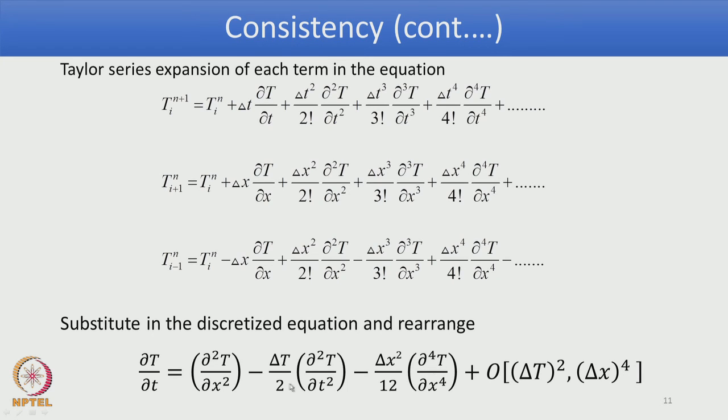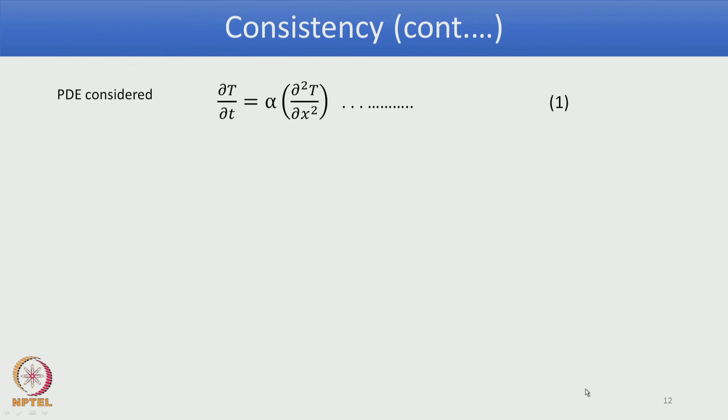Now, while writing this, we have considered only 2 terms, one corresponds to time, the other corresponds to space, and whatever terms are not considered decide the leading error term. So, this is of order delta t squared and of order 4 in space, delta x. Now, I put all the things together.